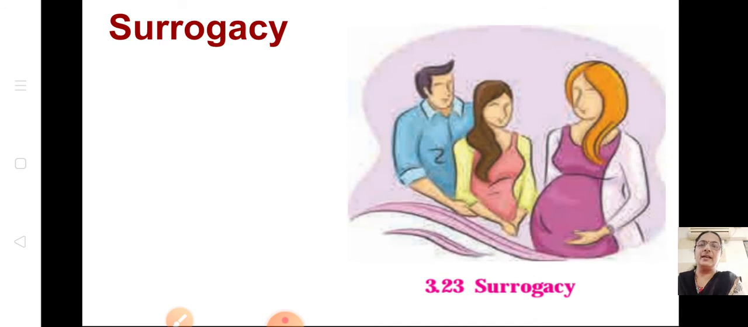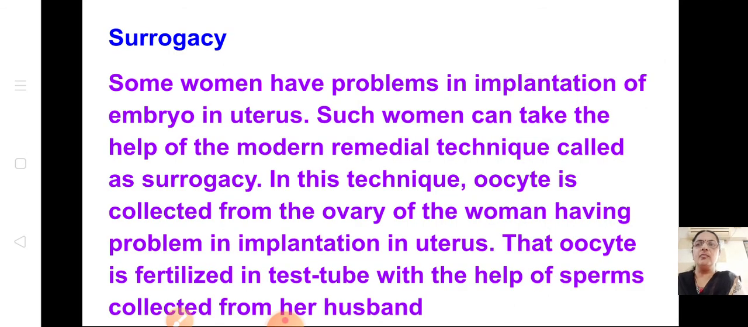Okay. And next one what we learnt was surrogacy. What was surrogacy? Some women have problems in implantation of embryo in uterus. That means the embryo will not stay up to 9 months. Okay, within 2 to 3 months it will come out of the mother's womb. So such women can take the help of the modern remedial technique called surrogacy.